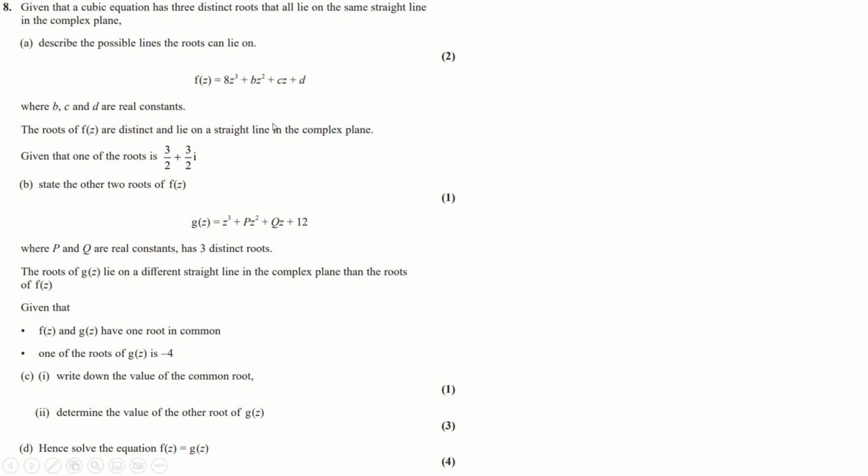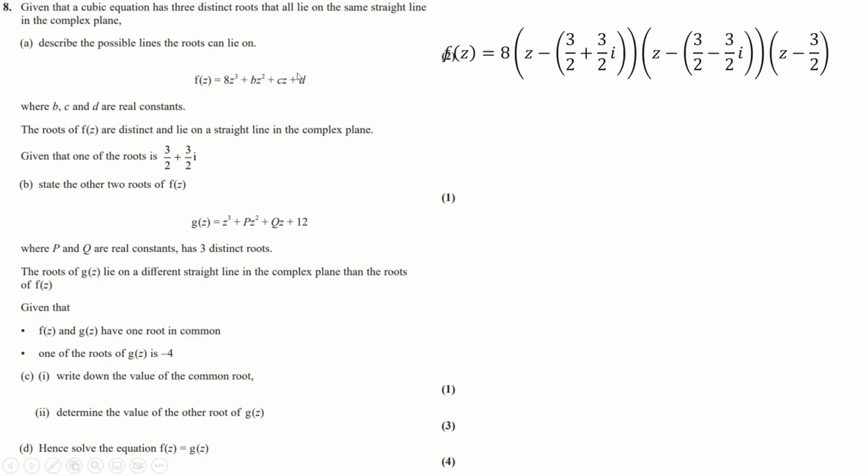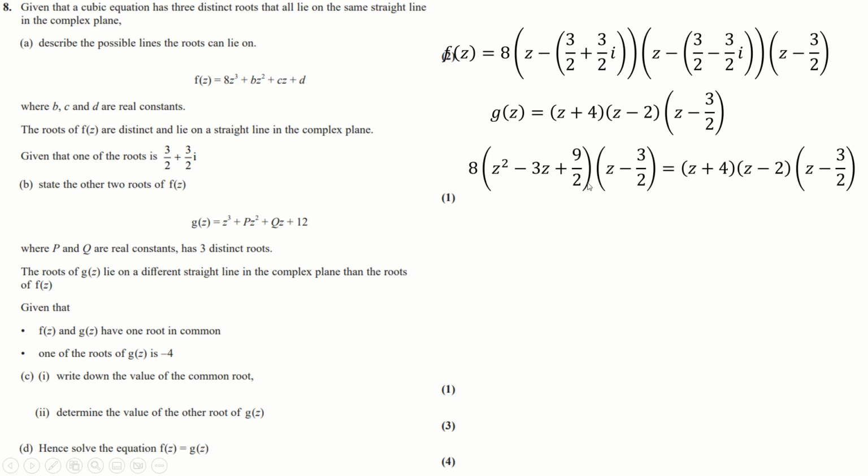I chose to completely ignore these and just say f of z is just 8 lots of, because of the 8 here, z minus the 3 roots that we know f of z has that we saw earlier, and g of z is just, because there's a 1 here, the 3 roots like this. Just set them equal to each other. Of course, you can multiply out these 2 brackets as well, which gives you this.